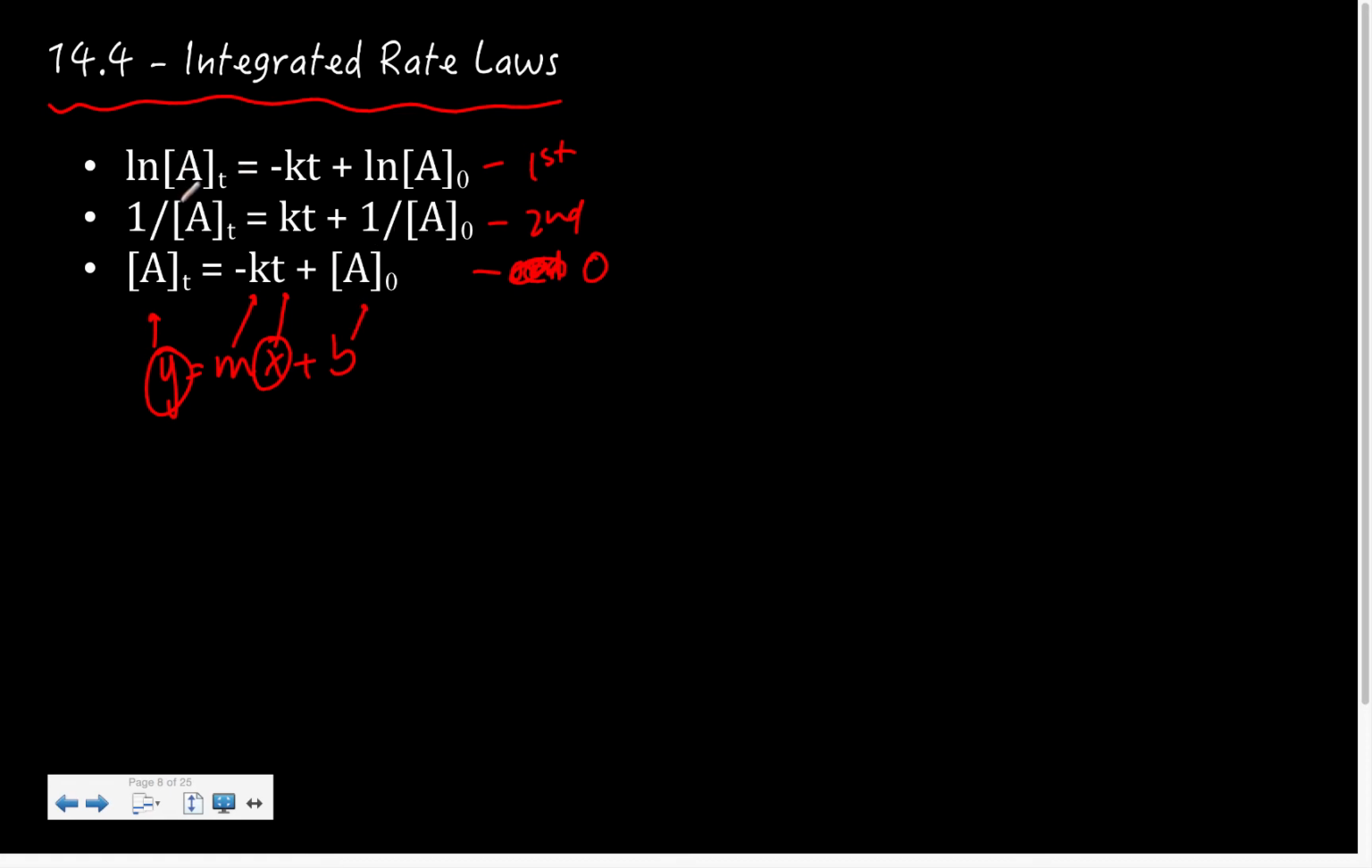If our data fits a first-order process, that means if I plot ln of A versus t, I'm going to get a straight line, because y equals mx plus b is the equation for a straight line. Or if I plot 1 over A versus t for a second order process, I'll get a straight line. If I plot A versus t for a 0 order process, I'll get a straight line.